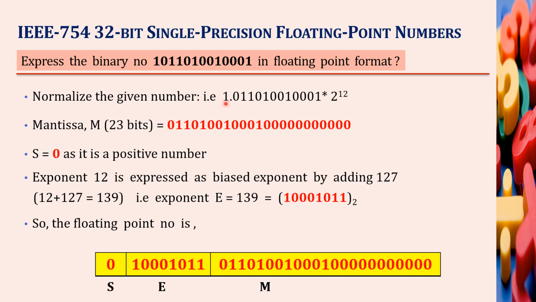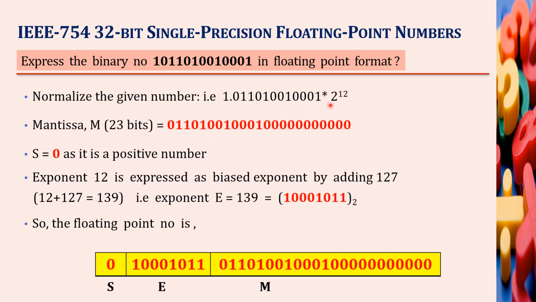So now the number becomes 1.011100100001 times 2 power 12. Now we have the mantissa, so make it a 23-bit mantissa by filling the remaining bit positions with 0. Now we have a 23-bit mantissa part.